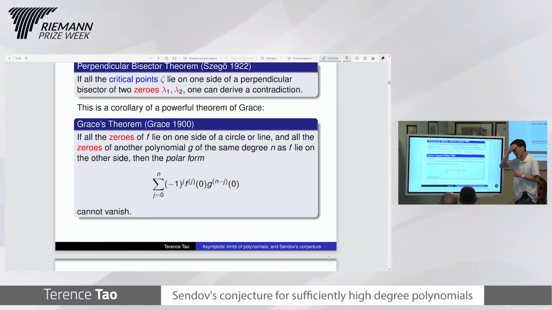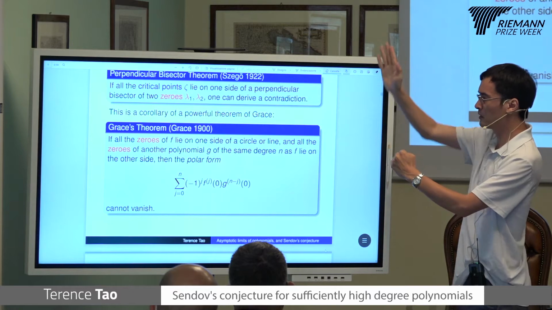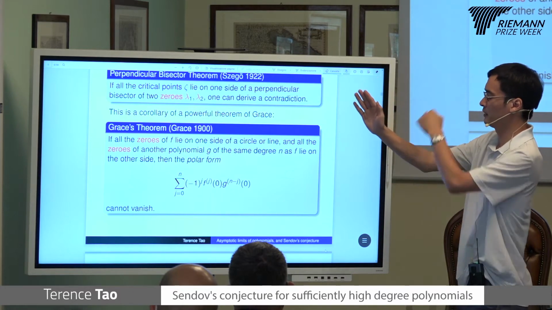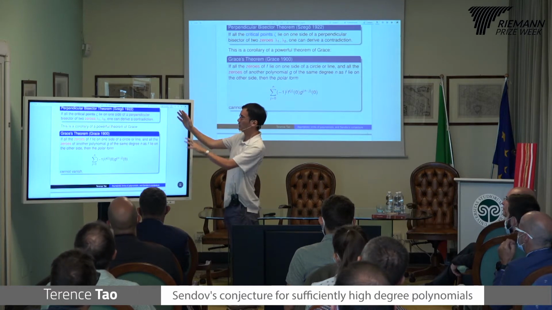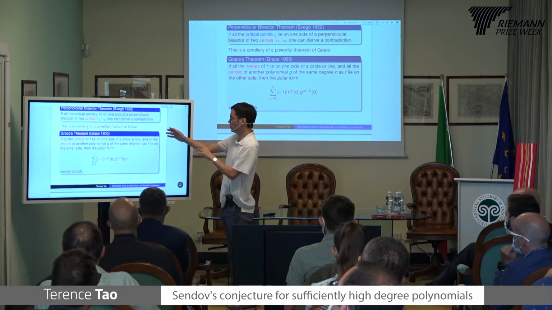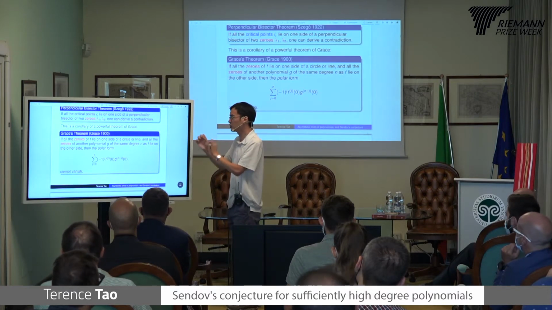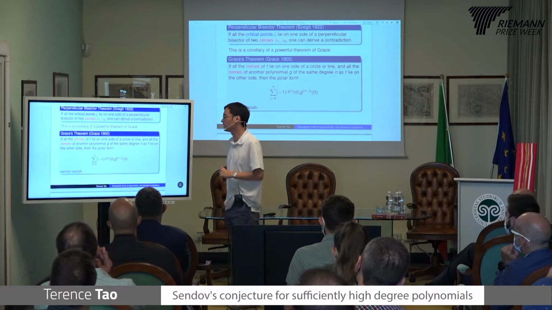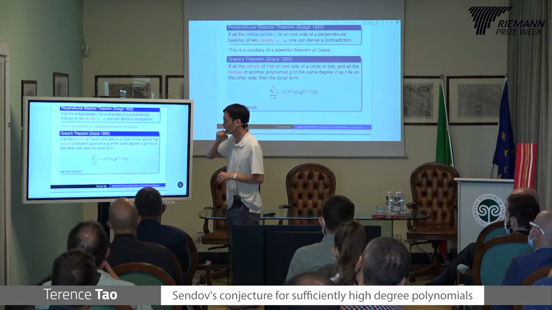Okay, next slide, please. Now here is a much deeper theorem. This is called the perpendicular bisector theorem, and it was proved by Szego. If you have two distinct zeros, lambda 1 and lambda 2, and you form the perpendicular bisector of the line between them, the critical points can't all lie on one side of this bisector. They have to lie on both sides, or maybe on one side plus the boundary. It follows from another deep theorem called Grace's theorem, which I think I will skip.